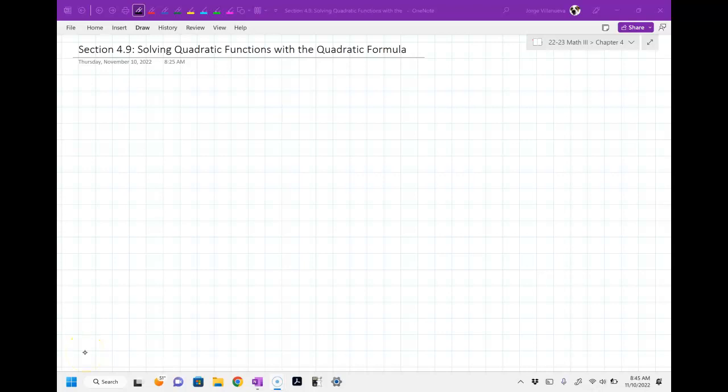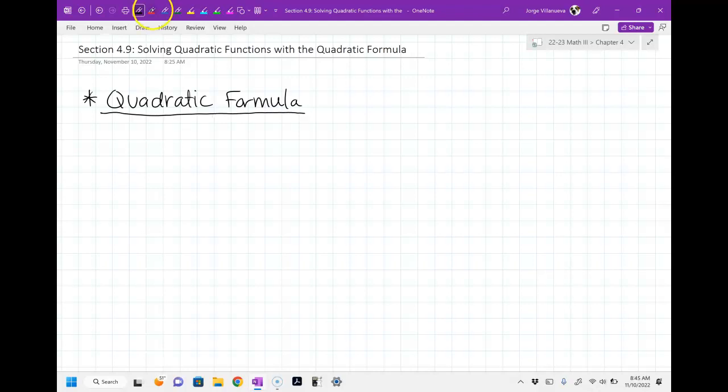All right, so section 4.9, solving quadratic functions with the quadratic formula. Okay, so let me write down the quadratic formula for you guys. I don't know if you guys already know this from before. I can't recall when the first time is that you actually see this. But this is what it looks like.